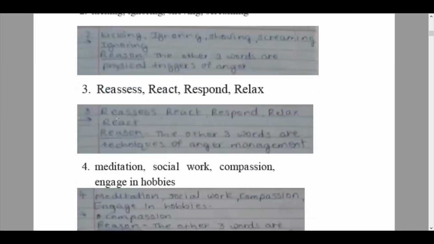Then we move forward to a third one. The list of items is reassess, react, respond, relax. Out of these, react is the odd one out. The other three words are techniques of anger management, whereas react goes the opposite direction.